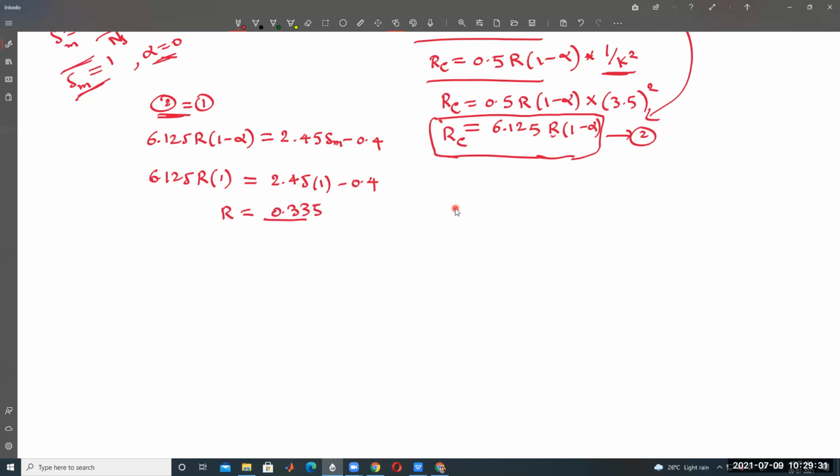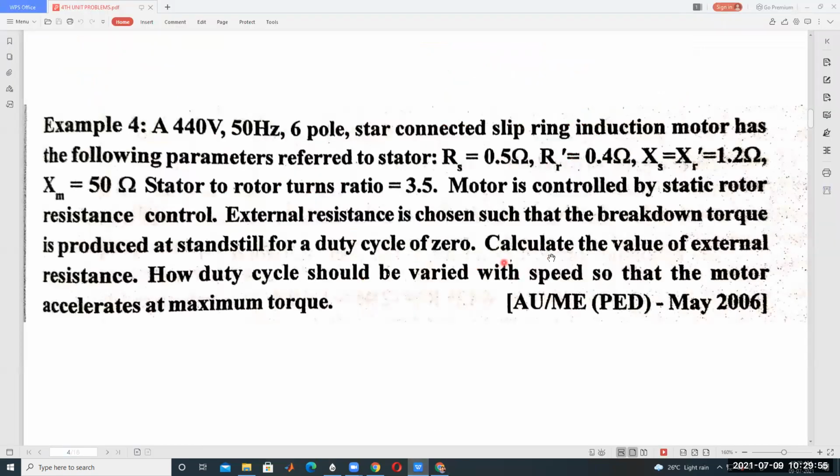0.335. So this is the resistance we get by using the static rotor resistance control method, an external resistance connected in parallel to the rotor. What is the question here? Calculate the value of the external resistance R, equal to 0.335, and how the duty cycle should be varied with speed so that the motor accelerates maximally.